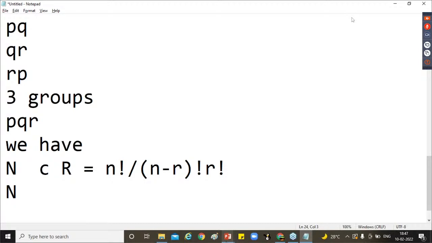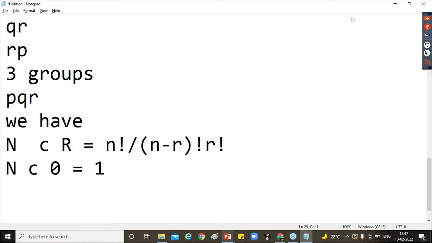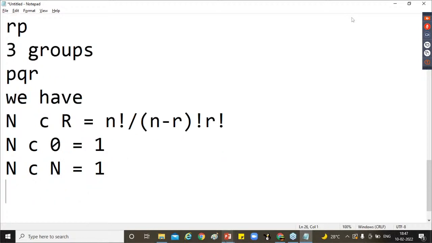So what is the value of nC0? What is the value of nCn? You can remember the basics and write down one more important one. nCr is equal to nC(n minus r).